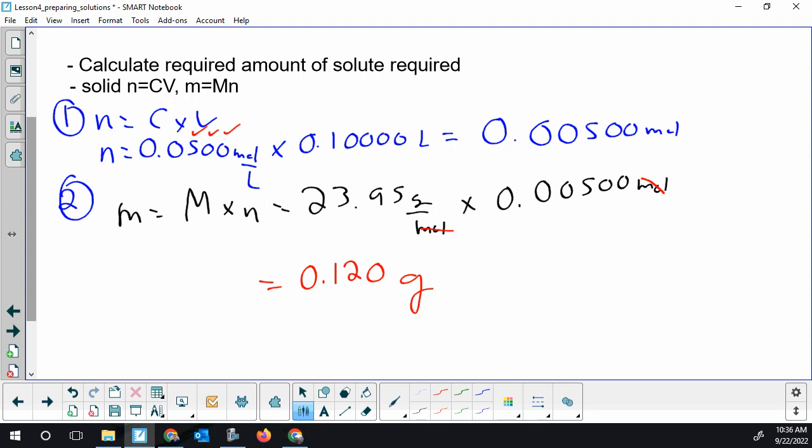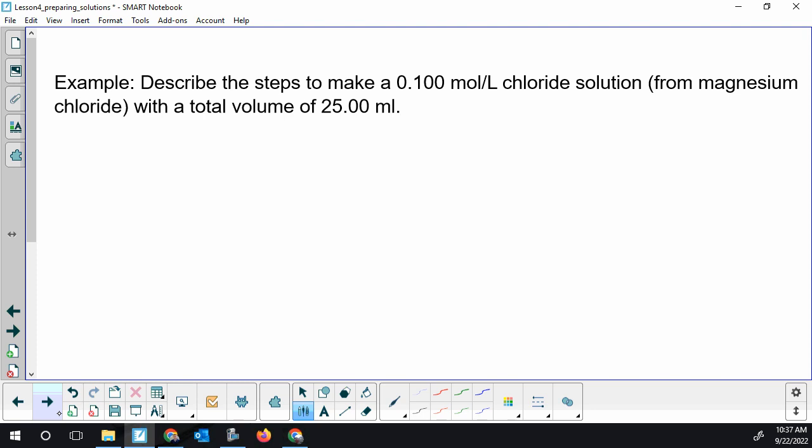Our last question is going to tie in our dissociation skills. What if you want to make a certain concentration, but not of the ionic compound, of the dissociated ion? We can't weigh out dissociated ions. You can't go and get a beaker of just chloride ions. You have to weigh out some ionic compound. So we're going to figure out what mass of ionic compound we need that's going to give us the ion count we want. And it's going to look something like this.